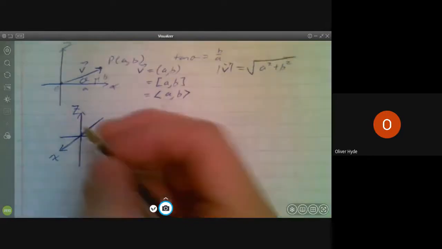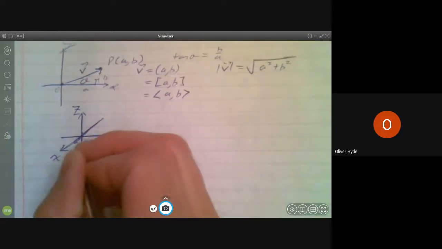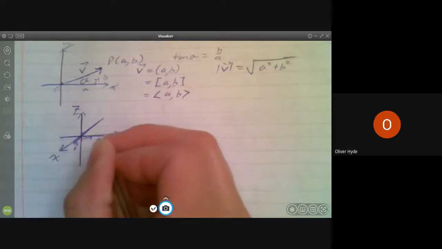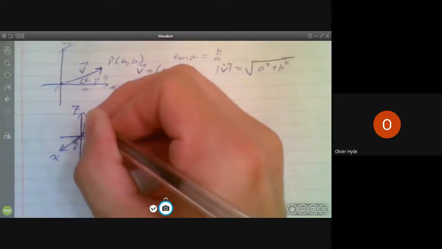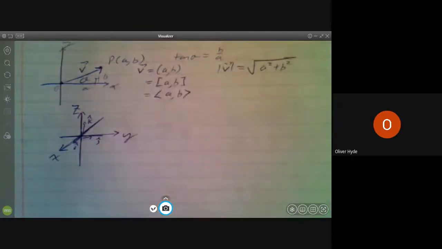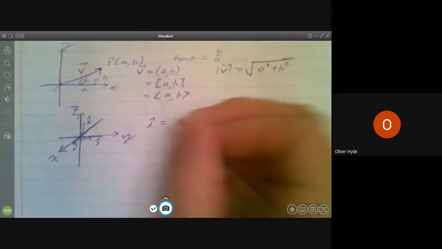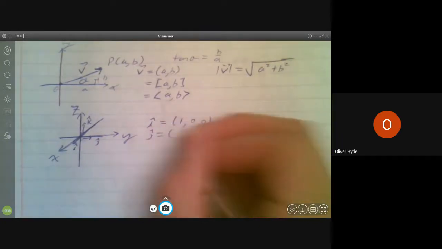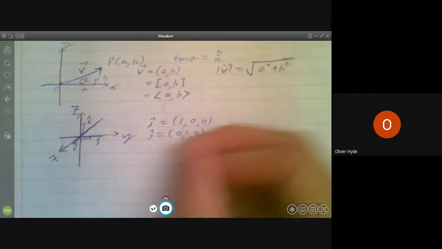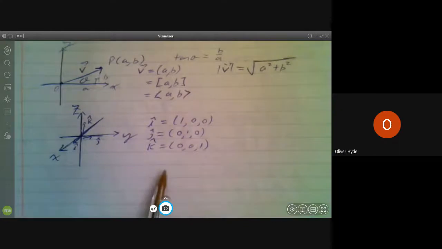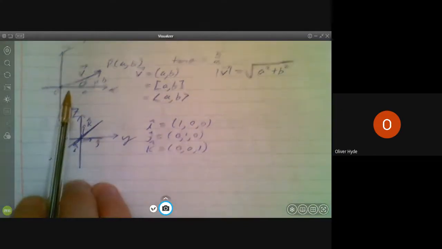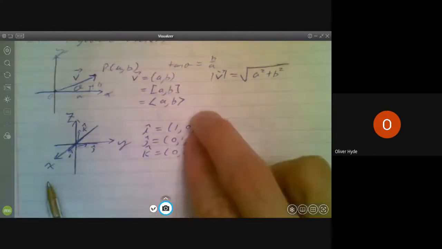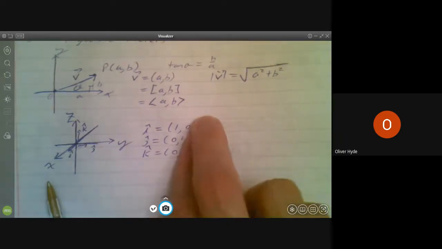There you go. So the i hat, j hat, and k hat are the unit vectors in the direction of the positive axes. I hat in R3 is 1, 0, 0. J hat in R3 would be 0, 1, 0. K hat in R3 is 0, 0, 1. There is no k hat in R2 because you don't have a z direction in R2. So for i hat and j hat in R2, it's going to be 1, 0, and 0, 1.